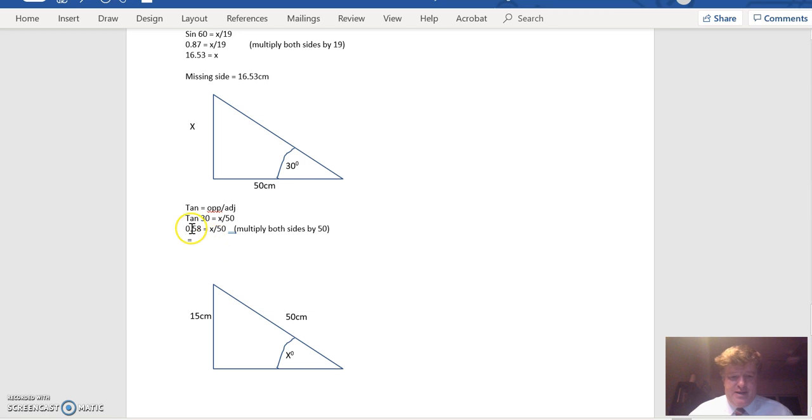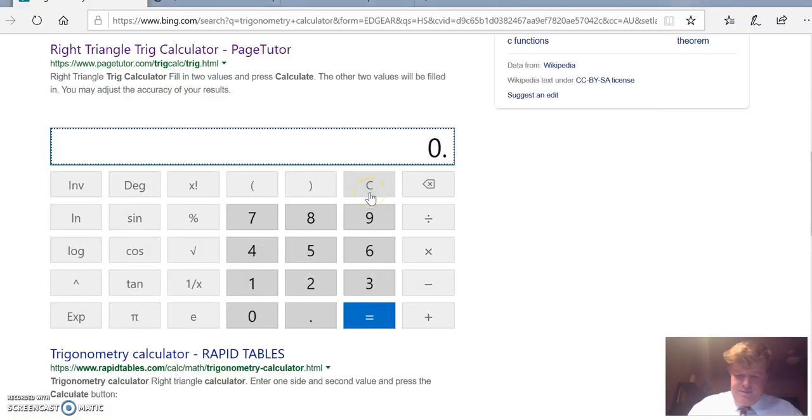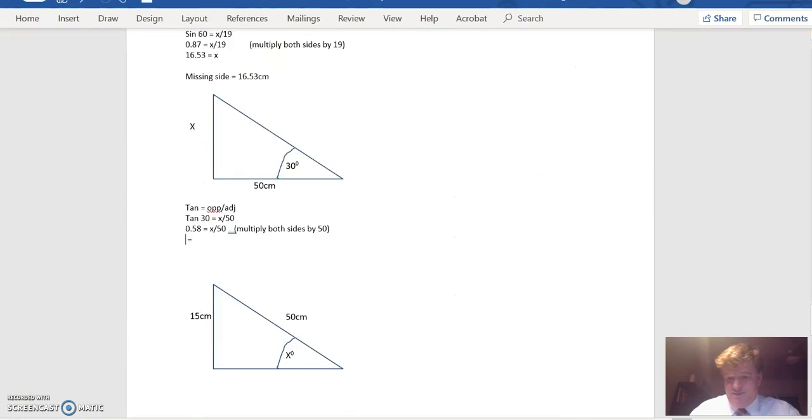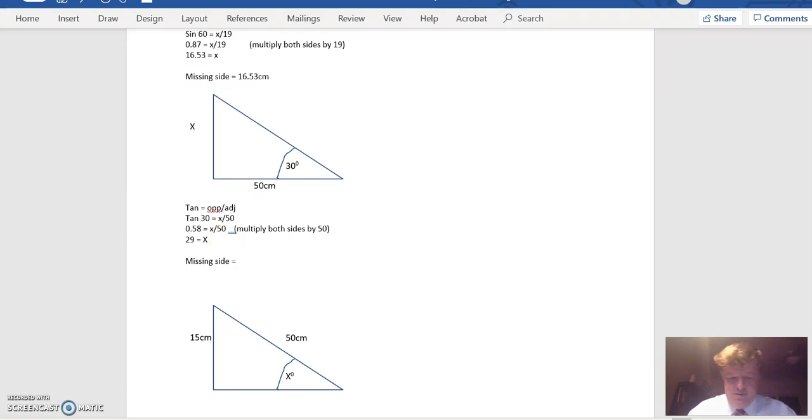So let's do it with the calculator. 0.58 multiplied by 50 should equal 29. It does equal 29 there. So let's pop that back into what we're working on. So 29 on this side, and on this side we've got x multiplied by 50 divided by 50. That's just going to leave us with x. So the missing side is going to equal 29 units, in centimetres again.